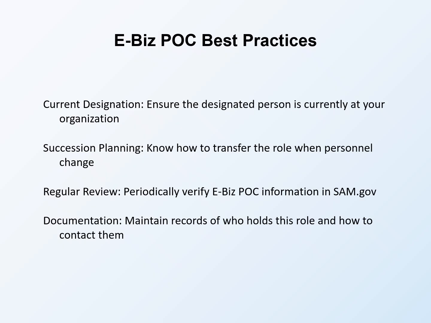Include EBiz POC verification in your regular organizational reviews of federal registration status. Confirm the designated person is still appropriate and that contact information is current. Documentation of who holds the EBiz POC role and how to contact them helps when questions arise. If someone needs to request AOR authorization and does not know who to contact, work stops. Clear documentation of this role facilitates smooth operations.